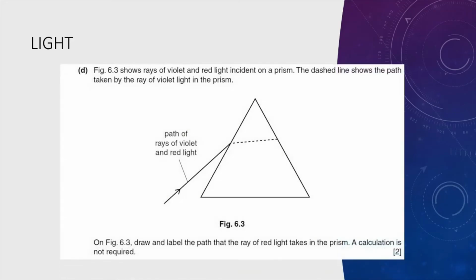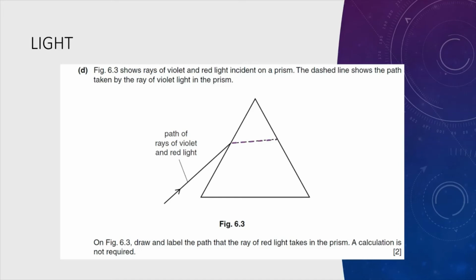The last question for number 6. Figure 6.3 shows rays of violet and red light incident on a prism. The dashed line shows the path taken by the ray of violet light in the prism. On figure 6.3, draw and label the path that the ray of red light takes in the prism. A calculation is not required. First, I will replace the dashed line with a violet dashed line to clearly show the path taken by the ray of violet light. Like this.